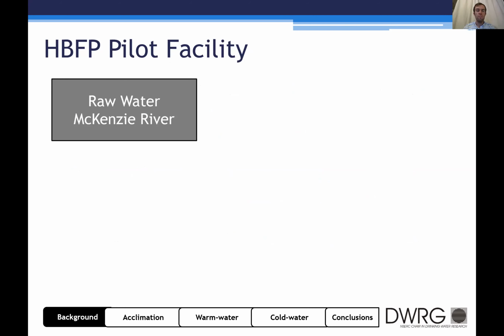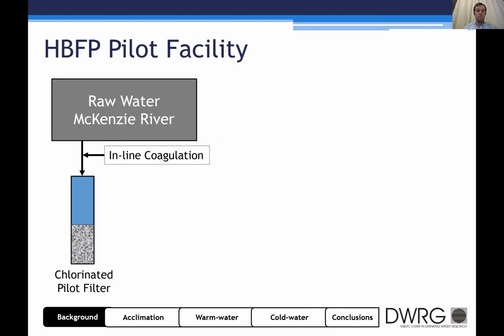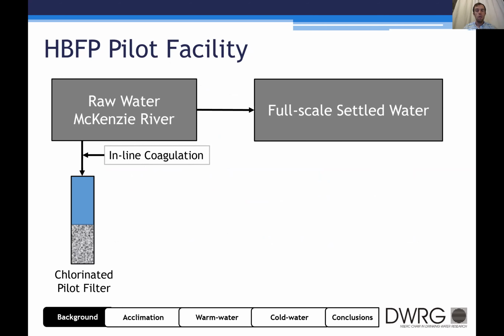So a brief overview of the Hayden Bridge filtration plant pilot. It takes raw water from the Mackenzie River and applies inline coagulation, which is then sent to a chlorinated pilot filter. This chlorinated pilot filter has chlorinated backwash, but is unchlorinated into the filter. Raw water is also then coagulated and added with polymer. That's sent to full-scale settled water.